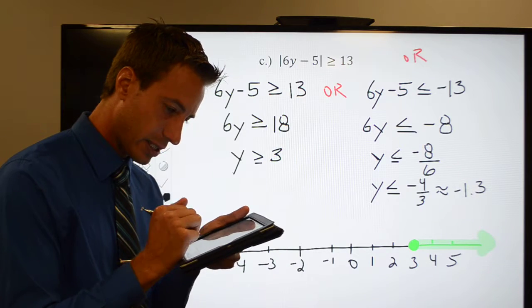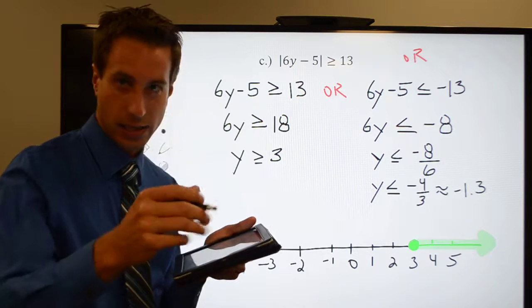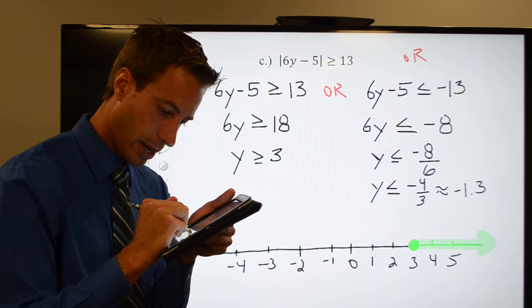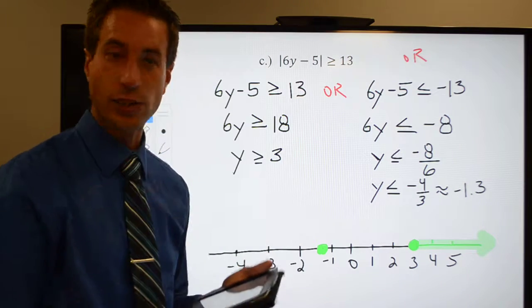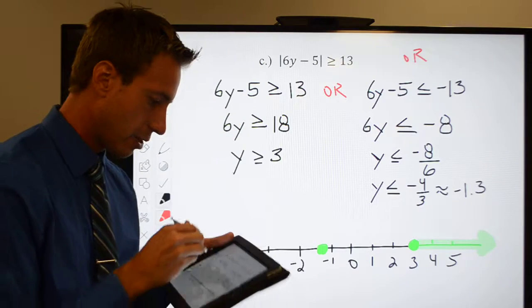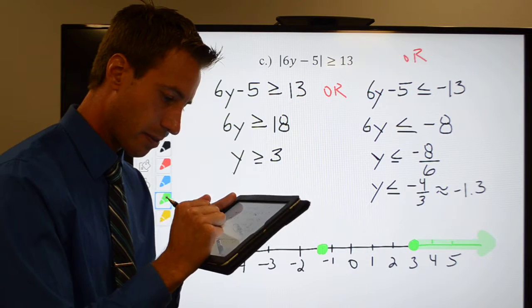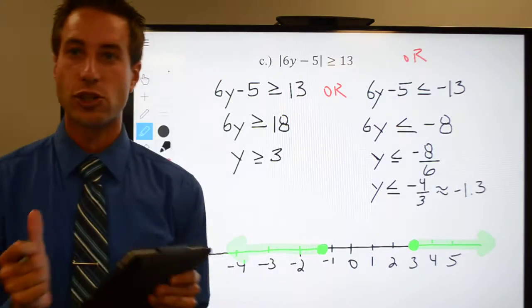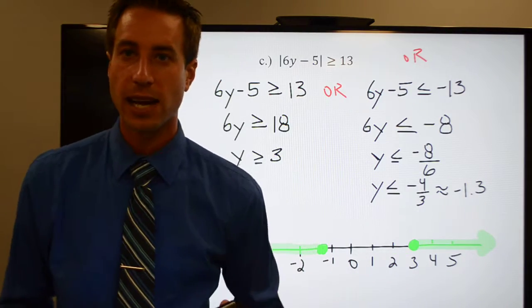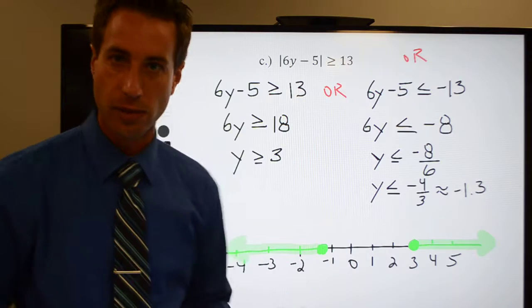Once again, I'm going to need a closed circle. Guesstimate the negative 1.3. I think it's probably right about there-ish. Fill that circle in. It is equal to, and you need everybody less than it, so everybody going in that direction. It is an or inequality. They should look like oars sticking off the sides of the boat going in opposite directions.